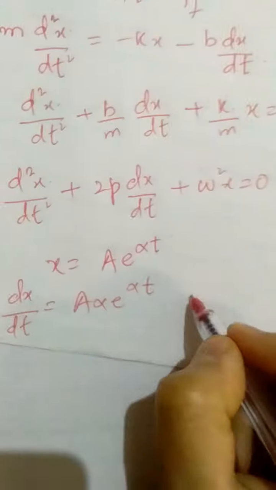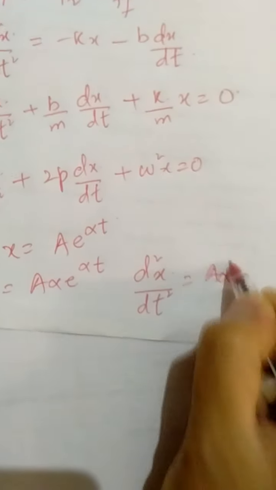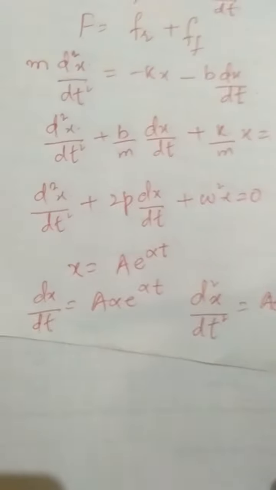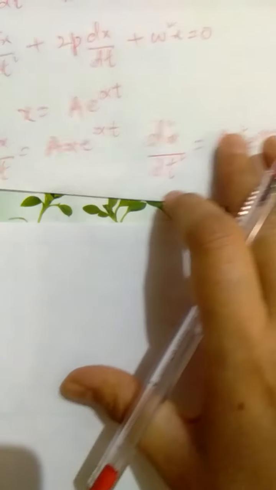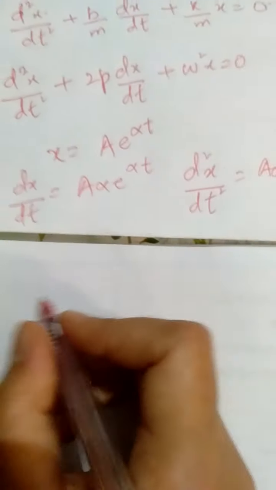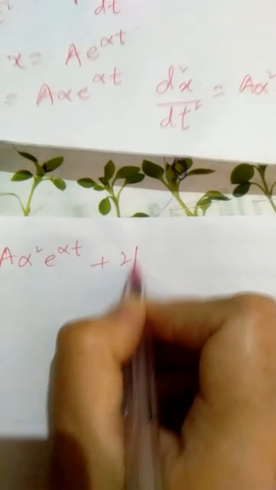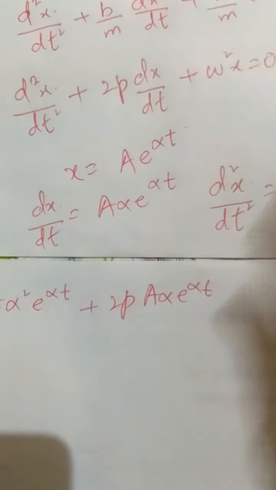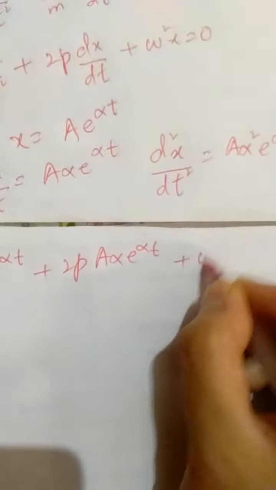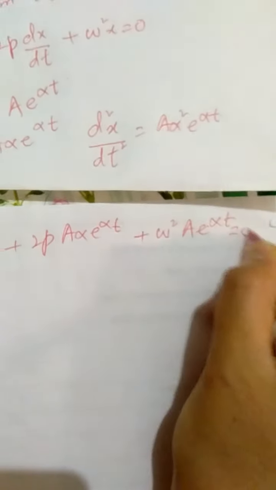That is differentiated again because we need d square x by dt square also. So that is a alpha square e to the power alpha t. And now let us substitute these values in the main equation. So for d square x by dt square, we are going to write a alpha square e to the power alpha t plus 2p a alpha e to the power alpha t. And what was the last factor? The last factor is this omega square x. So that is omega square a e to the power alpha t is equal to 0.